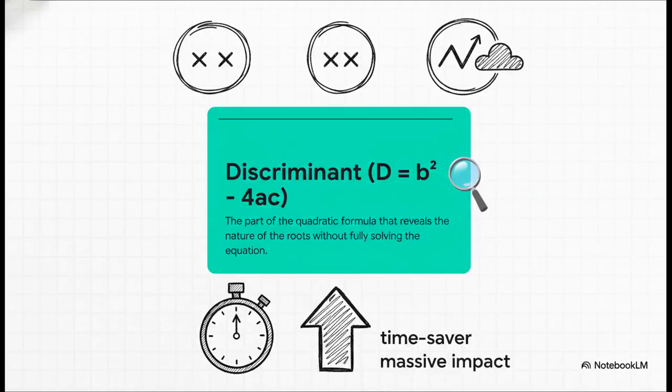Now, here's a real power move in algebra, understanding the discriminant. It's the key to question 2. I mean, just look at this formula. Before you even start solving the whole equation, this little piece of it tells you if the roots are going to be real and different, real and the same, or not real at all. In an exam, that is a massive time saver.